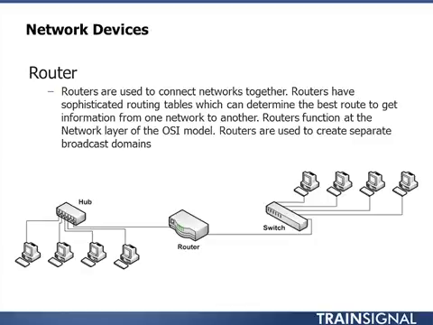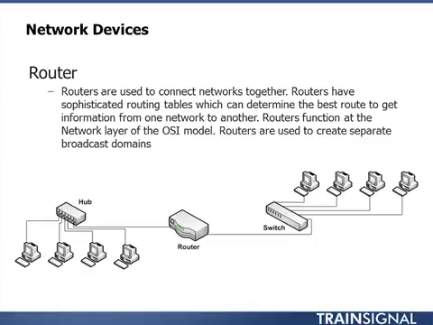Because routers are used to connect different networks together, and they have sophisticated routing tables, which can determine the best route to get information from one network to another. Now, here's a term I said would be coming up, and that is that routers are used to create separate broadcast domains, which means that computers on one side of a router are not going to receive a broadcast that was sent by a computer on the other side of the router. A router will kill a broadcast.